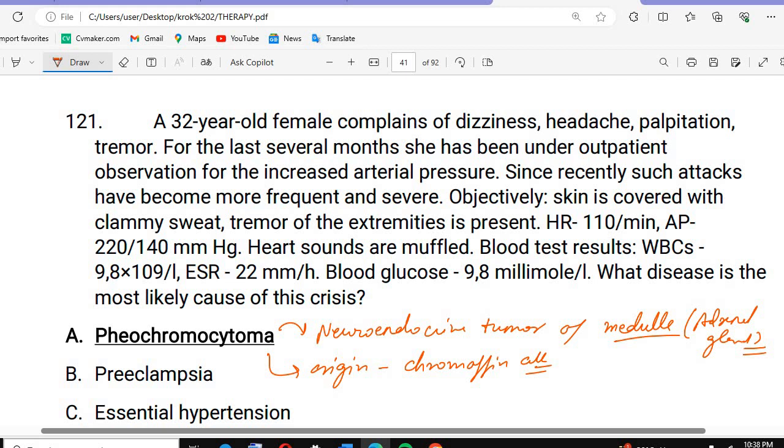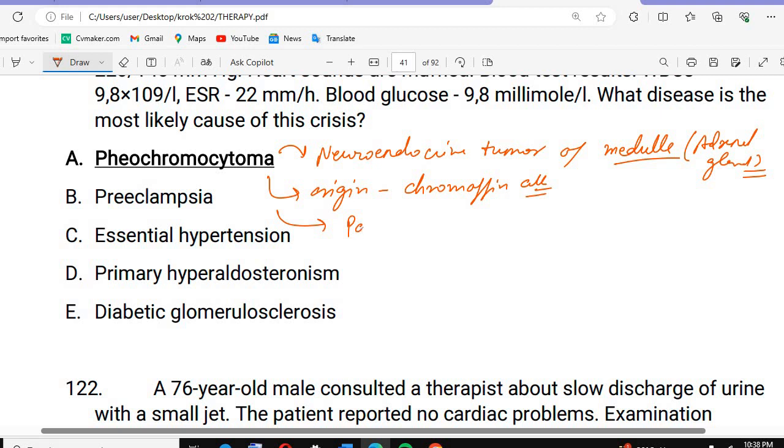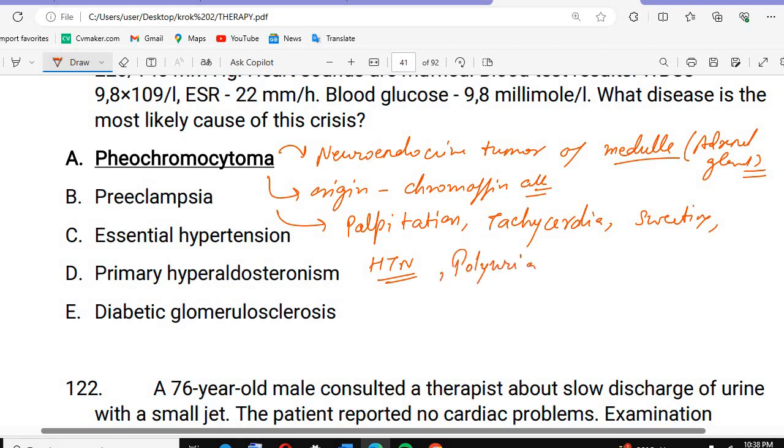The patient will have headache, sweating, fast heartbeats, shaking, irritability, angina, anxiety, weakness, and other things that you will see. The important things I am writing here: palpitations, tachycardia, and remember the sweating also. These patients will have hypertension, polyuria and polydipsia. So all these things are seen in case of pheochromocytoma.